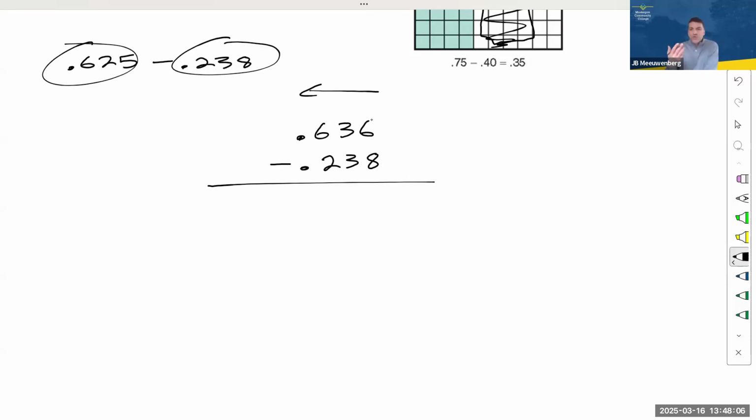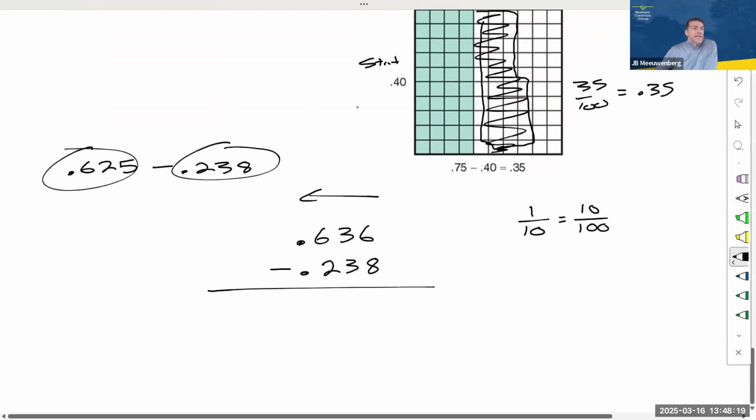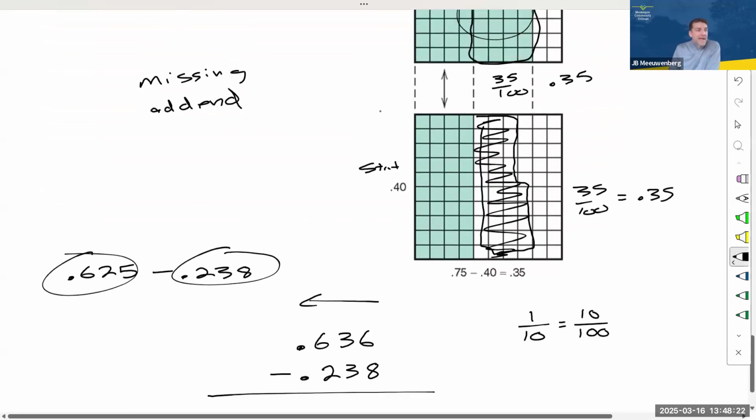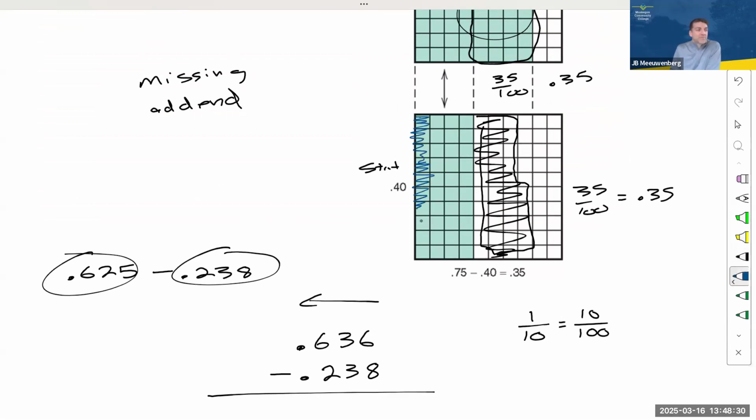Now, at times, we will need to regroup. What do we mean by regrouping? It's knowing that 1/10 is the same as 10 hundredths. In a visual model, when I say that, I'm talking about one of these columns. Let me get a different color. If we look at this entire column here, that is 1/10. But if we look at it as the individual squares, there are 10 hundredths. So these are equal to each other.